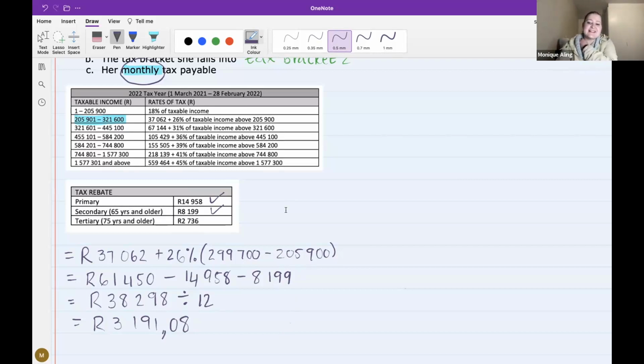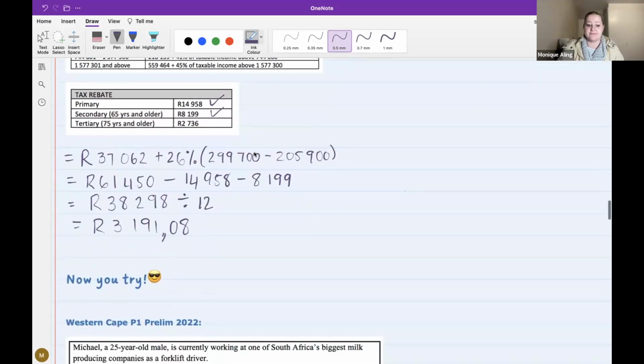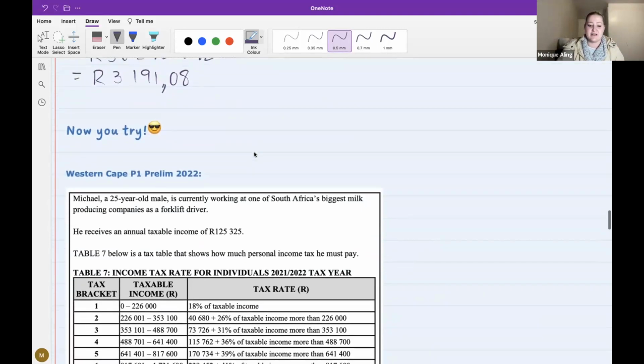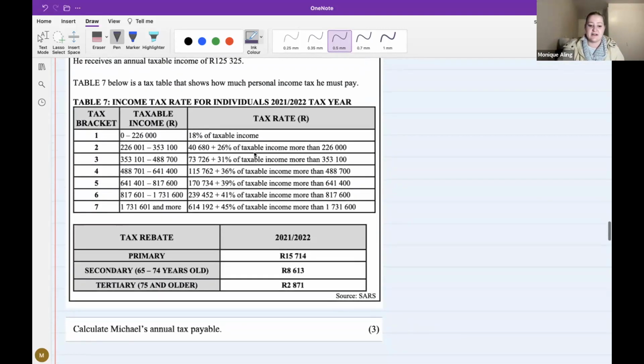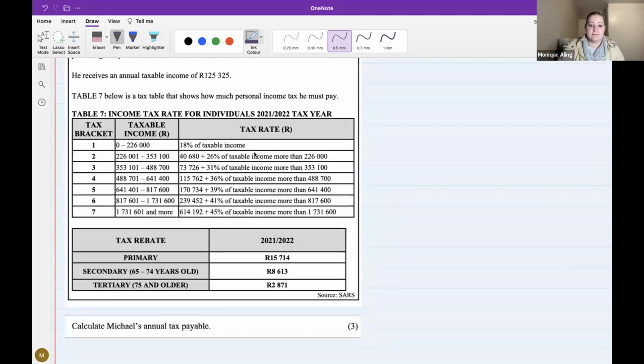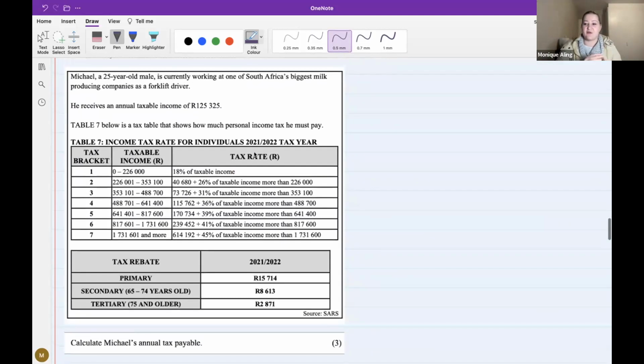So Oratile, sometimes they might throw in a threshold question just to check that the person's actually earning enough. You'll see it every now and then. It's not really a common question, however. We do, I think, have a question coming up with tax threshold.